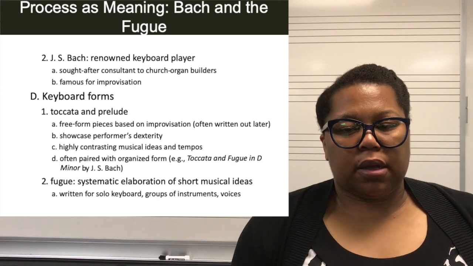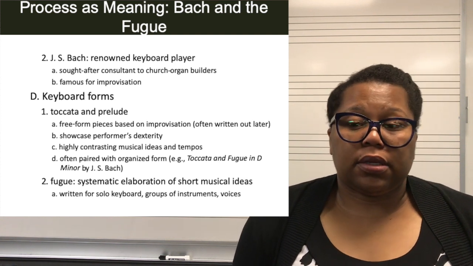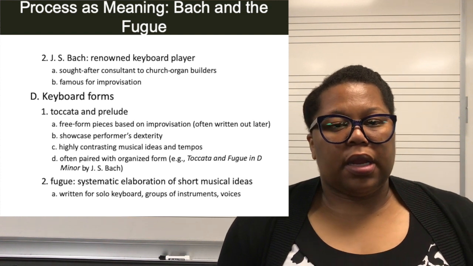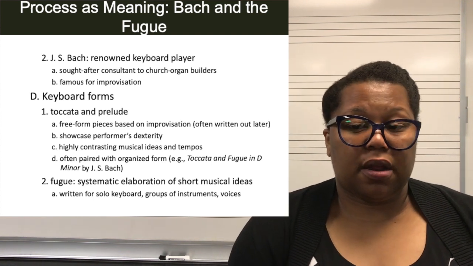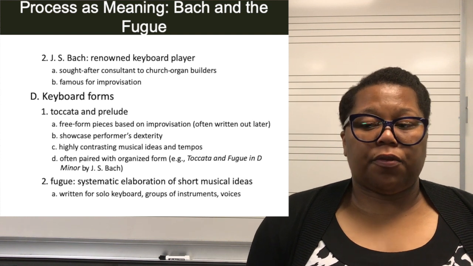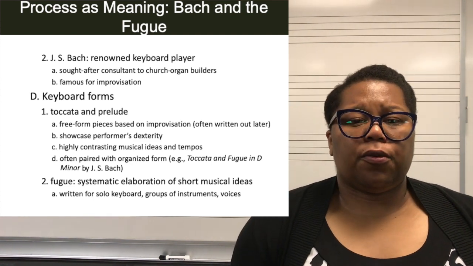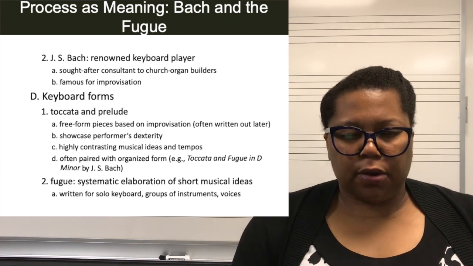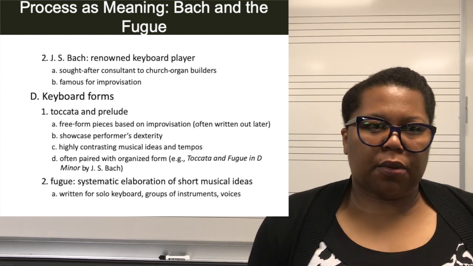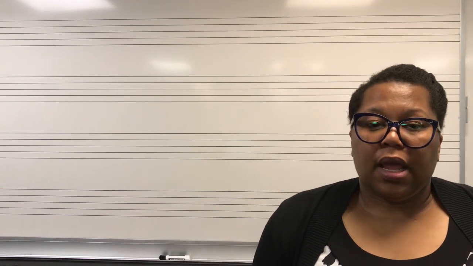Now, Johann Sebastian Bach, like we talked about before, was a renowned keyboard player, and so he was sought after as a consultant to many church organ builders, and he was famous for improvisation. For the keyboard forms, we have the toccata and fugue, a free-form piece based on improvisation, and it was often written out much later. This also showcased the performer's dexterity, how delicate or intricate the fingers could move, and there were highly contrasting musical ideas and tempos. The toccata and the prelude part are often paired together as an organized form.